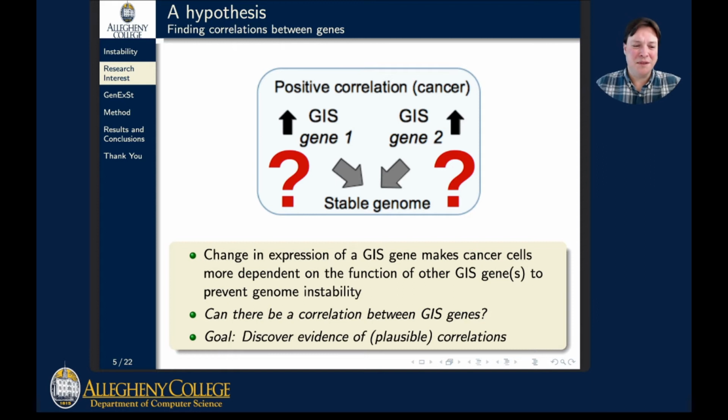Is it possible to find two different genes that appear to have a positive correlation in cancer data? In other words, is it possible to find two different GIS genes which are both working at elevated levels to produce a stable genome? Now, I use the word plausible when I say correlations, because plausible means that we are finding evidence of correlations, but that doesn't necessarily mean that they're biologically relevant. They still need to be checked in the lab.